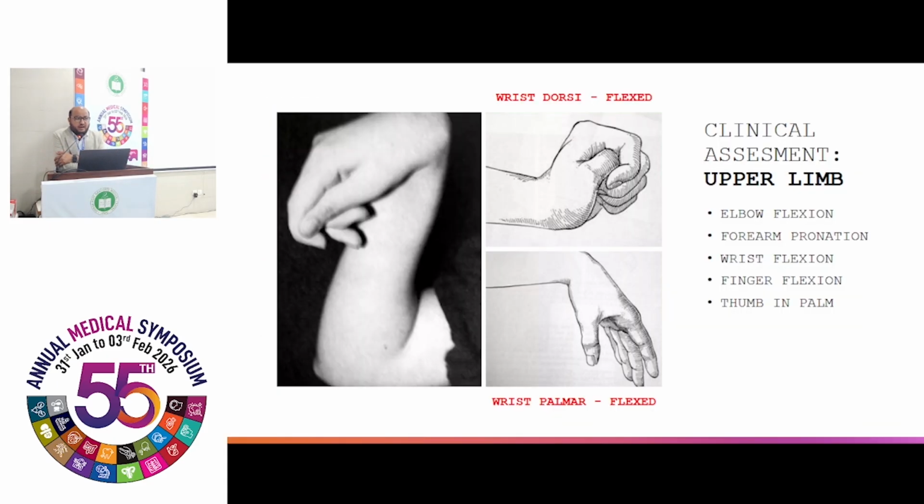The clinical assessment for the upper limb: just see the flexion attitude of the elbow and forearm pronation. These are common presentations in cerebral palsy. Dr. Altaf gave a presentation on the upper limb as well. There's wrist flexion, and as I told you, there's a common involvement of the flexor group of muscles in cerebral palsy. So commonly there is flexion of the elbow and a pronated position of the forearm, there's a flexion attitude of the fingers, and sometimes flexion of the thumb, which means the thumb is on the palm as well.